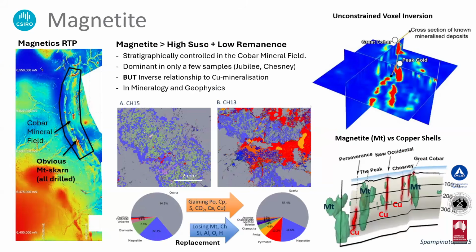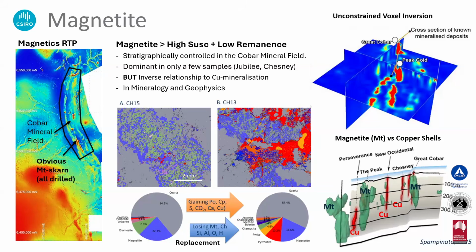And you can model this up. So Giovanni Spampanato has done a few voxel models through that same corridor there. What you can see is that the voxel models, which are just showing where the magnetization is, basically have an inverse relationship to where the copper is. So that agrees with what you're seeing in the TEMA imagery here, that the magnetite is there early.